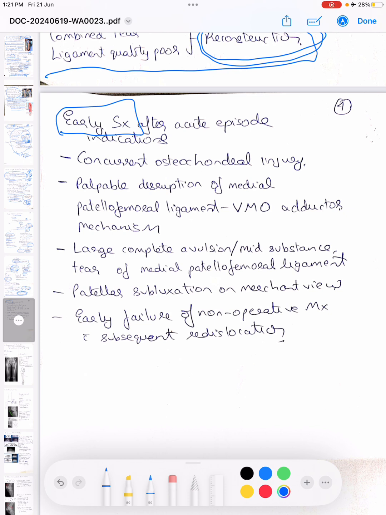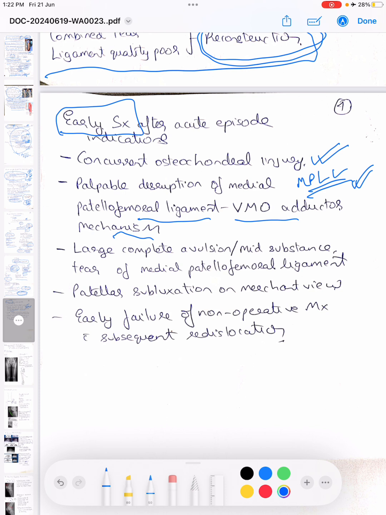So whenever there is significant concurrent osteochondral injury, we go for operative fixation early. Whenever there is palpable disruption of the medial patellofemoral ligament, VMO and adductor mechanism, the whole extensor mechanism has been disturbed, especially whenever there is palpable disruption of the MPFL, you go for a repair or a reconstruction of the MPFL along with the fixation, if required.